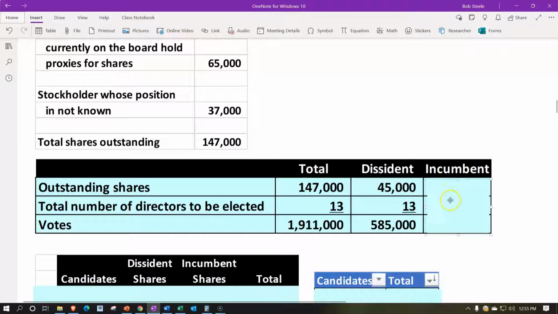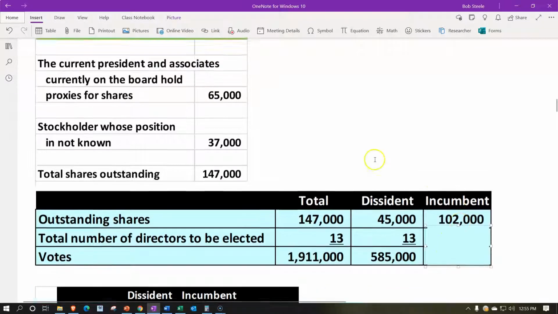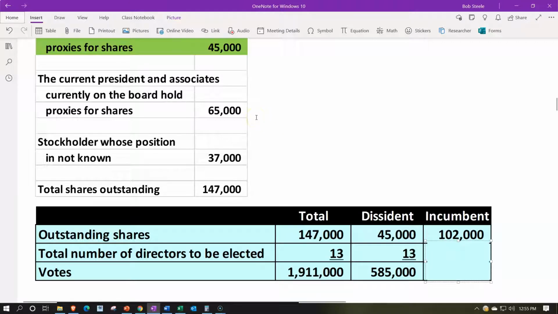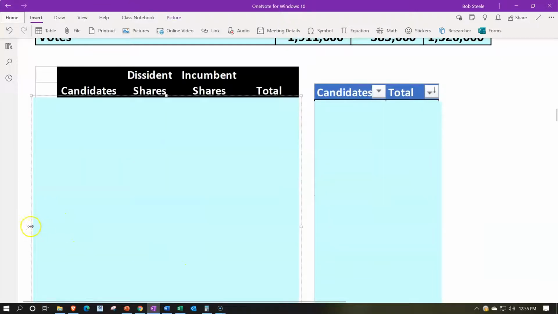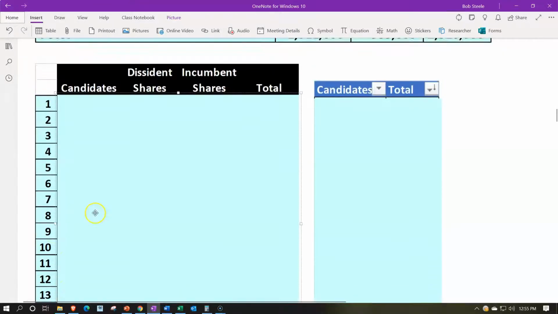The incumbent then, and when I say the incumbent, I'm not just including the 65,000, which we probably have a decent idea of as the dissident group, because we would know who they elected and whatnot. But we probably have a decent idea, but not completely, of what this would be. But we don't know who these are at all. We're going to assume they're all against us for our starting point for the worst case scenario. That would be the 147,000 minus the 45,000 times the 15. That would give us the 1,326,000.